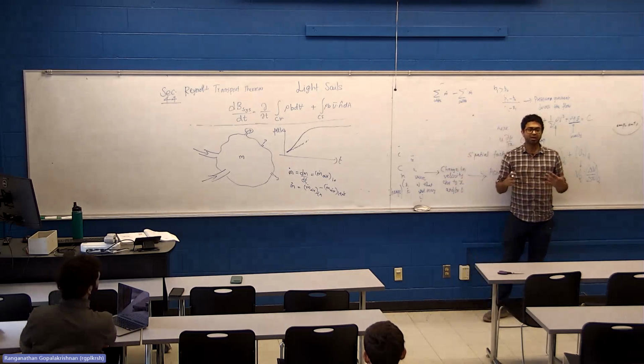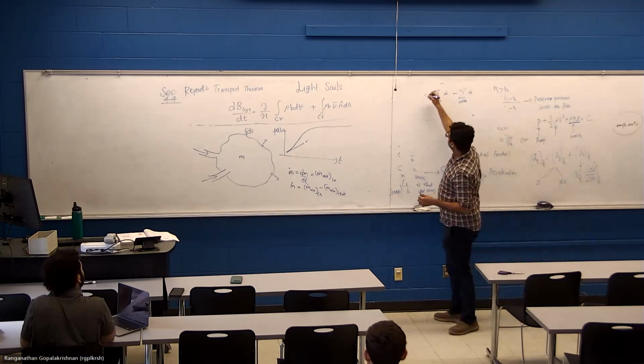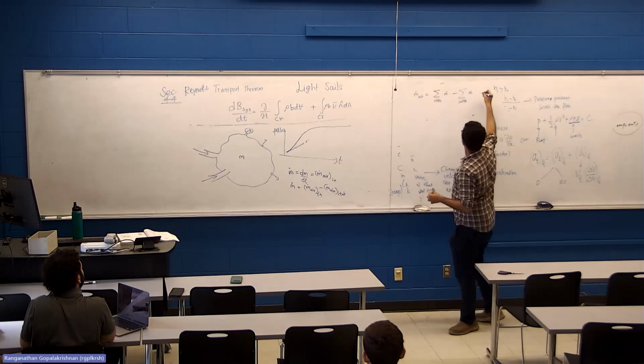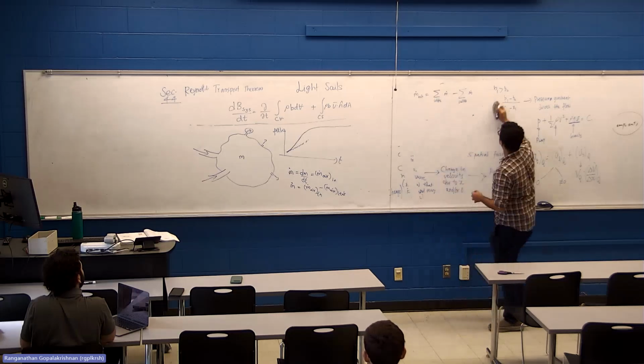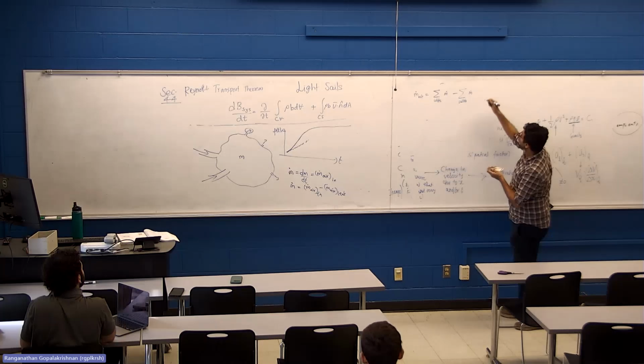If the two were exactly balanced, what would you get? You would get a net accumulation rate of 0 if they are balanced.